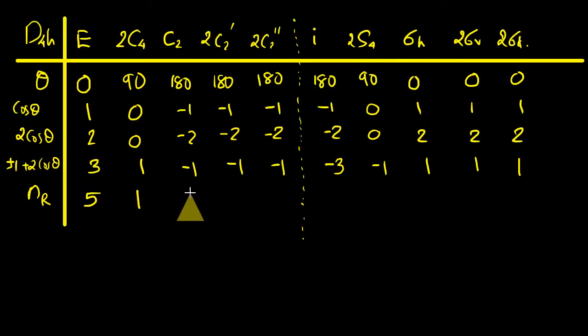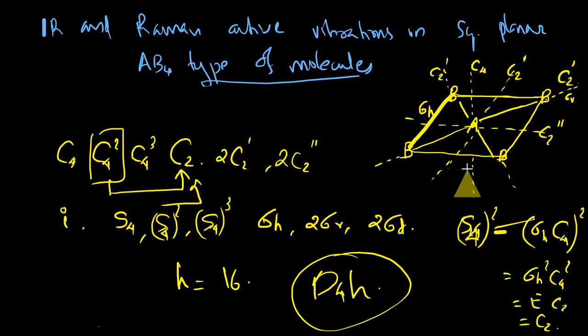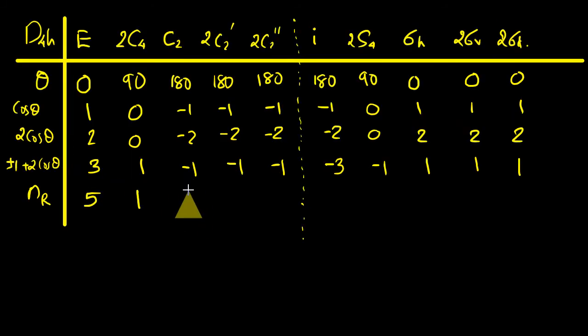Okay. And what about C2? C2 is nothing but the C4 axis itself. And therefore, during the C2 rotation, only A will retain its position. All other atoms will change their position. So, in the case of C2 also, the number of atoms retaining position, NR, is equal to 1.